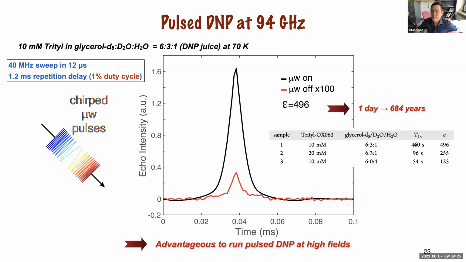And we also ran a couple of other samples, for example, with fully protonated water. Although it still has a decent relaxation and a very decent enhancement, although lower, there are a lot more protons. Anyway, hopefully I have convinced you that it is advantageous to run pulse DNP, especially towards high fields. Of course, pulse DNP is still in its infant stage for high field, and it requires a lot of development, particularly instrumentation development and also methodology development.